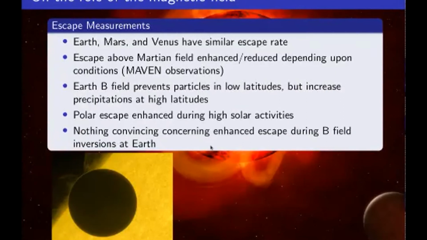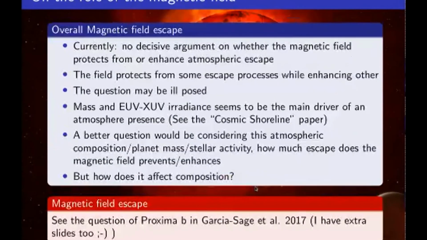If we try to look at the Earth without a magnetic field, or with a very small magnetic field, so during the inversion, we see nothing that is really convincing about an enhanced escape. Of course, we cannot switch off the magnetic field and see it right now, but in the history, we don't see really something striking.